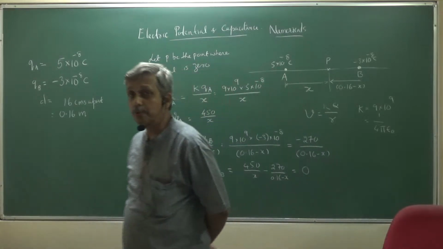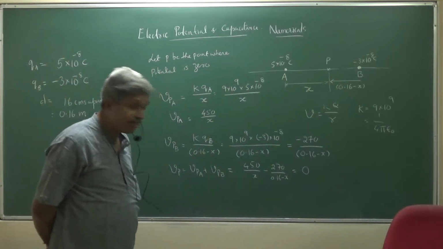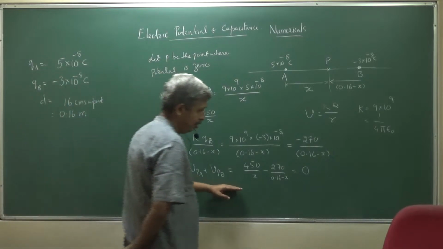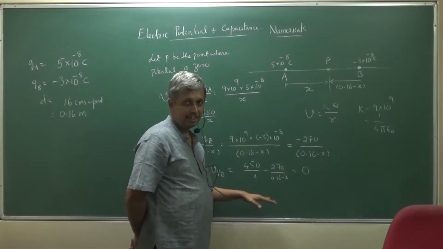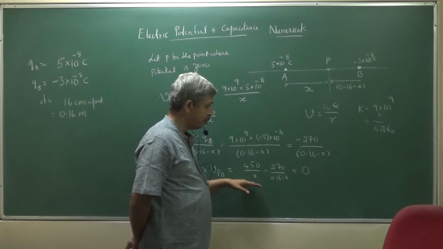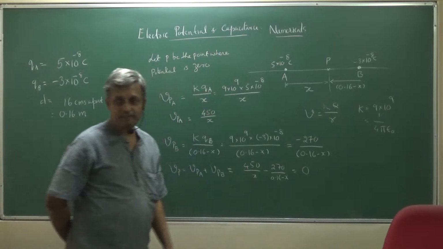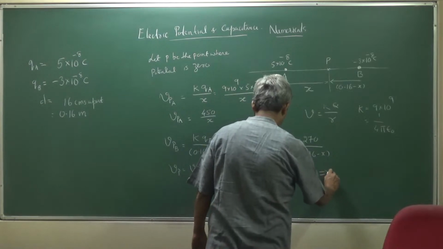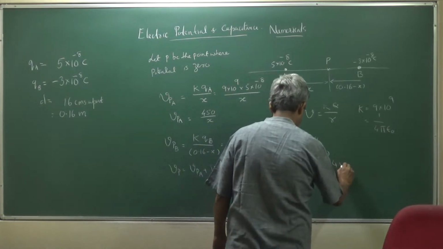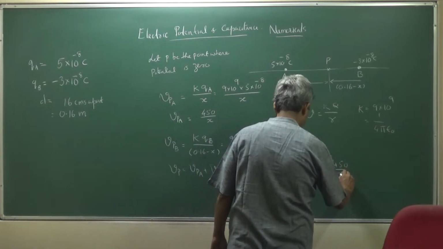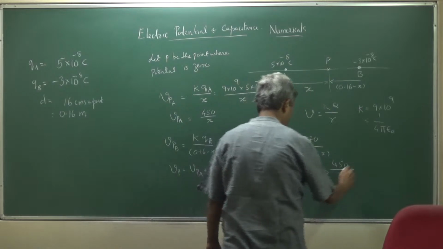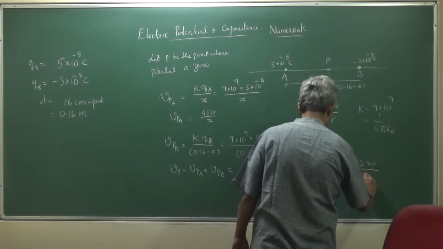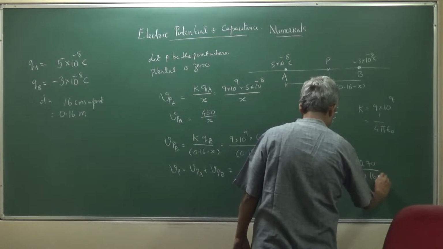Okay. So how to calculate this? Now this is very straightforward. Up to this point, we have used physics to write this equation. Now you have to use math to solve this equation. So we can write this as 450 divided by x is equal to 270 divided by 0.16 minus x.